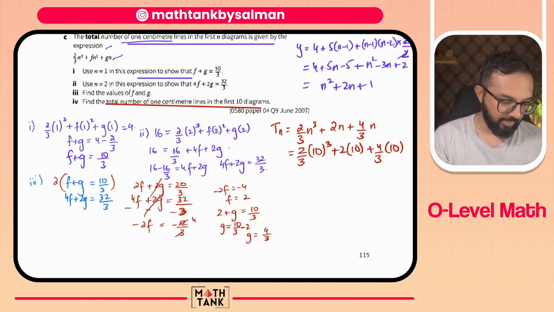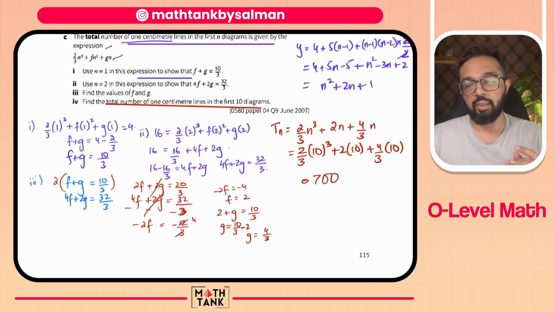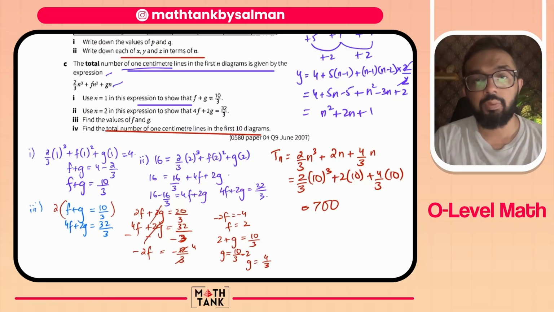I'm just getting a final answer for this. This is 700. So how many 1 centimeter lines in the first 10 diagrams? That's 700 lines. That's the end of this topic.